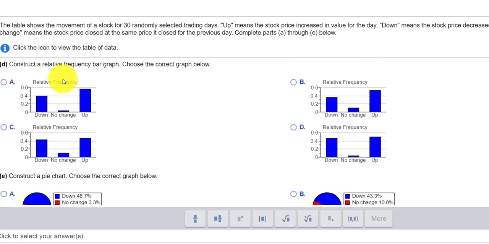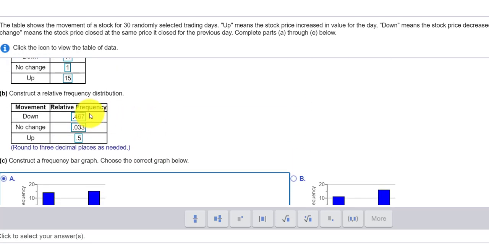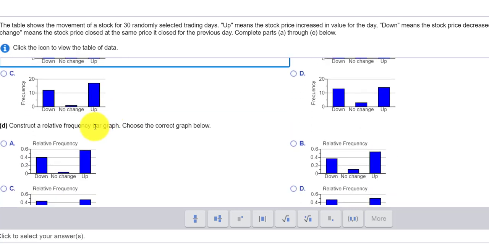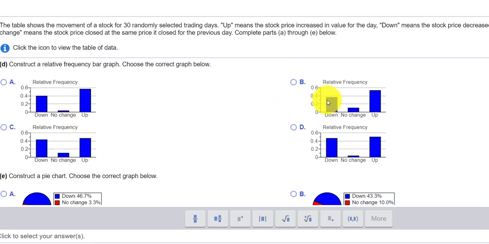And then for our relative frequency, it should really look the same in terms of height. So remember, down was 0.46, up was 0.5. So look for 0.5 would be this bar here. But we also need 0.46, so this is no good. This could be it, 0.46 and 0.5.